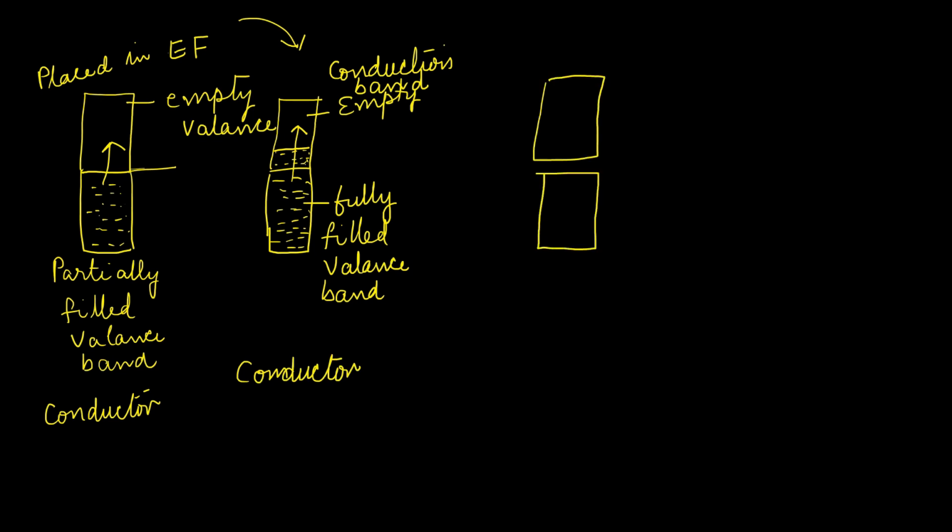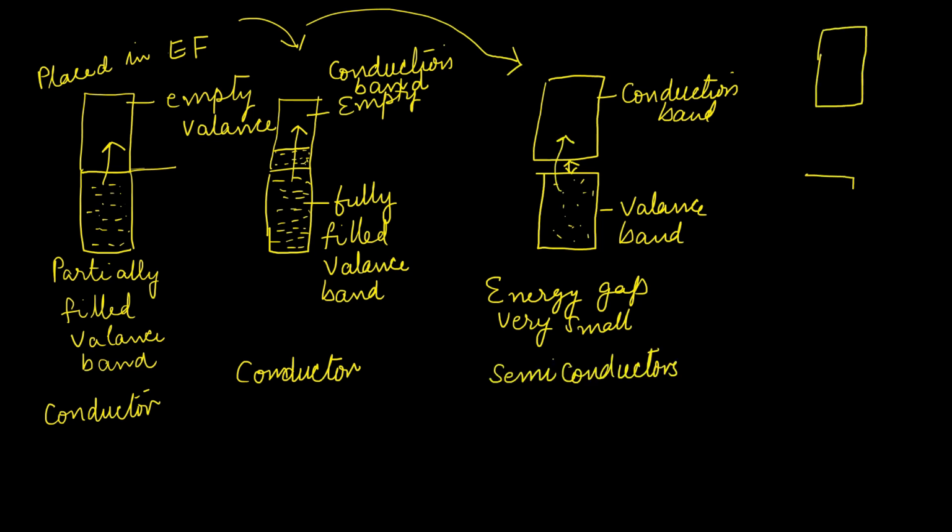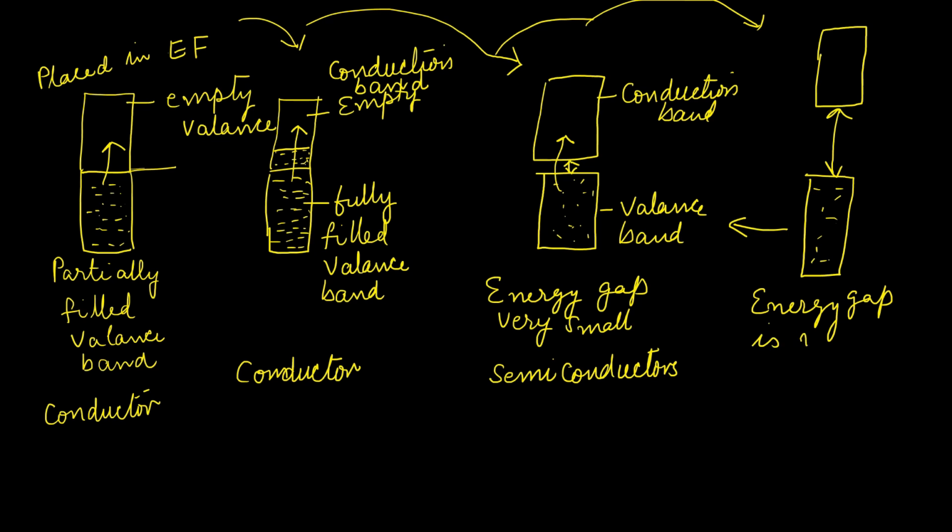In this case, there is a small gap between the valence band and the conduction band. When placed in an electric field, some electrons may cross this energy gap and pass on to the conduction band. Such substances are called semiconductors. If the energy gap is very great, then electrons cannot gain enough energy to jump from the valence band to the conduction band. They are insulators. This is the explanation for conductors, semiconductors and insulators on the basis of band theory.